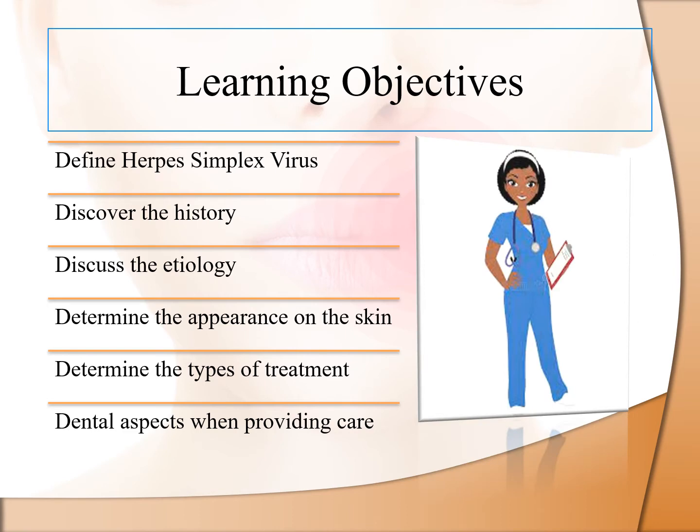And here is just a list of the learning objectives that we're going to discuss. We're going to define herpes simplex virus. We're going to talk about the history, the etiology. We're going to determine the appearance on the skin, determine the types of treatment, and dental aspects for providing care.